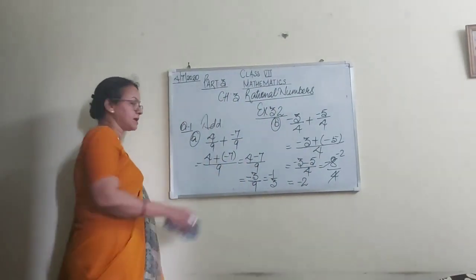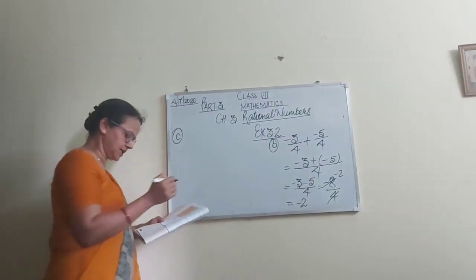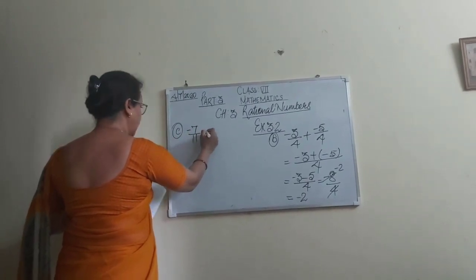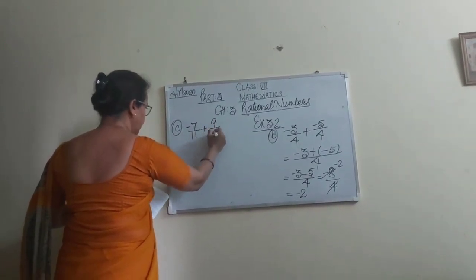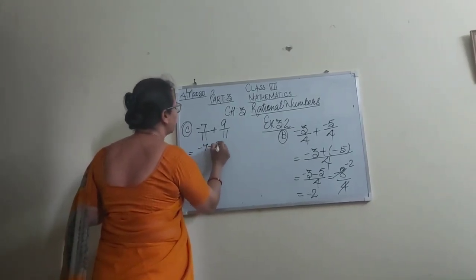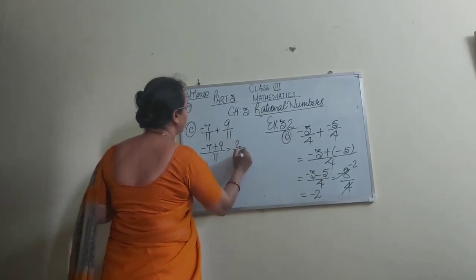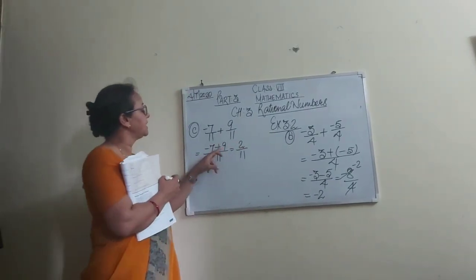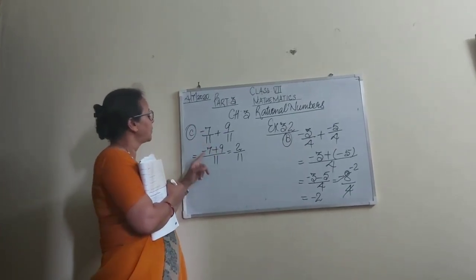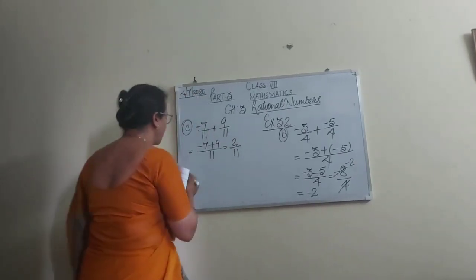I am going to erase the board. Next part is C. This is minus 7 by 11 plus 9 by 11. Again, the denominators are the same, so we can write minus 7 plus 9 upon 11, which is equal to 2 by 11. Minus 7 plus 9, it will be subtracted, so 9 minus 7 is 2. The bigger digit is 9 and the plus sign is in front of it, so the answer will be positive.